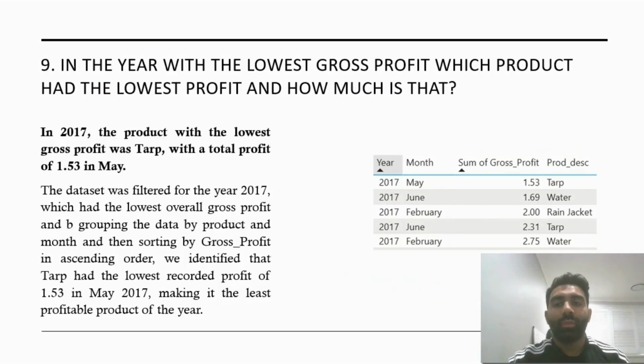So, moving forward to question number 9: in the year with the lowest gross profit, which product had the lowest profit and how much is that? According to the dataset, in 2017 the product with the lowest gross profit was TARP, with a total profit of 1.53 in May. The dataset was filtered for the year 2017, which had the lowest overall gross profit, and grouping the data by product and month and then sorting by gross profit in ascending order, we identified that TARP had the lowest recorded profit in May 2017, making it the least profitable product of the year.